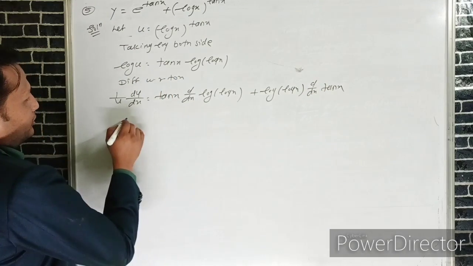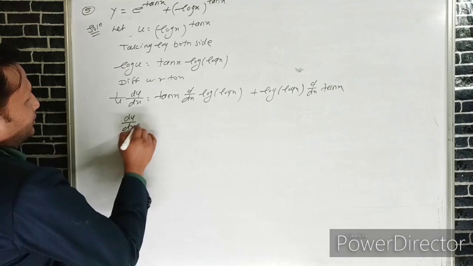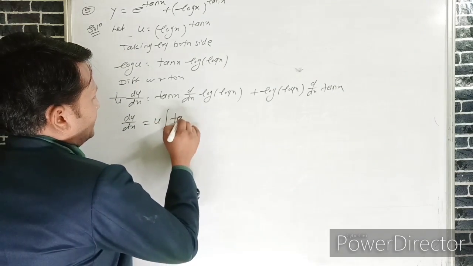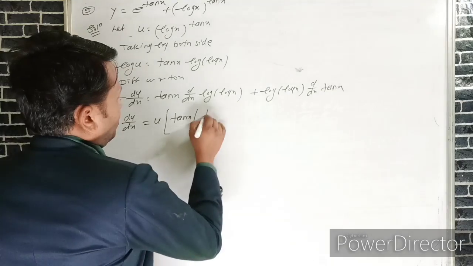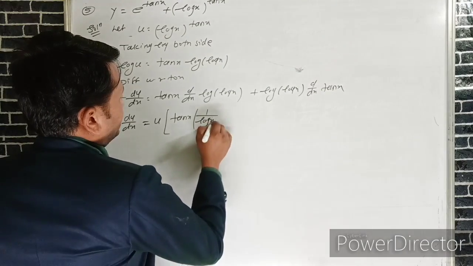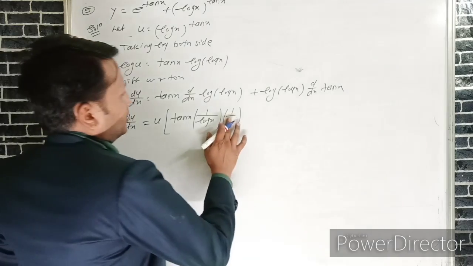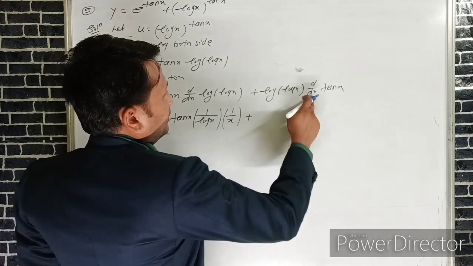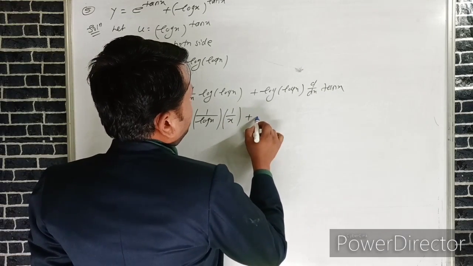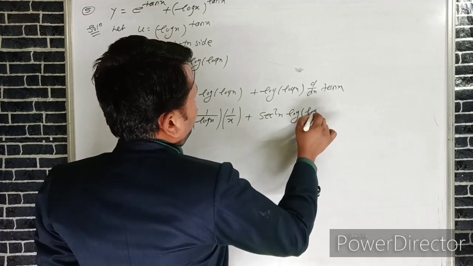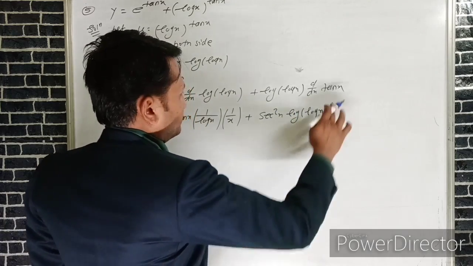If we shift this u to the right side, then we can write du upon dx is u into tan x into derivative of log x, which is 1 upon log x, and we take again the derivative of log x, which is 1 by x, plus the derivative of tan x, which is sec square x. We can write it as sec square x into log of log x.